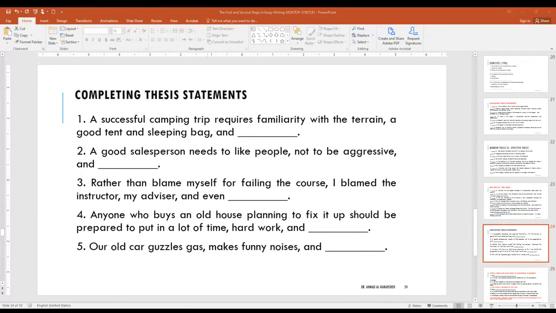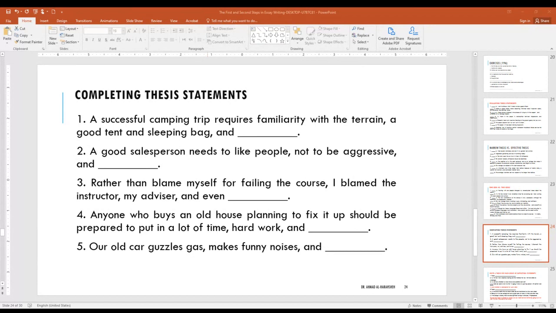Completing a thesis statement. This is another exercise. Now we would like to complete the thesis statement. Look at the first one here. A successful camping trip requires familiarity with the terrain, a good tent, sleeping bag, and what else? Some good company, yeah. The good company is very important.